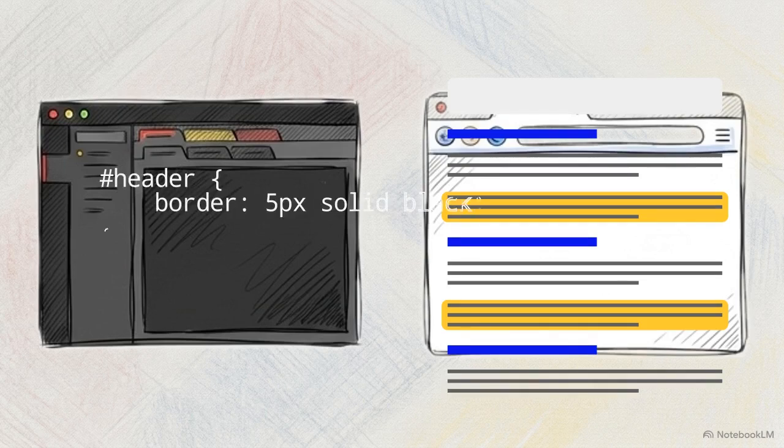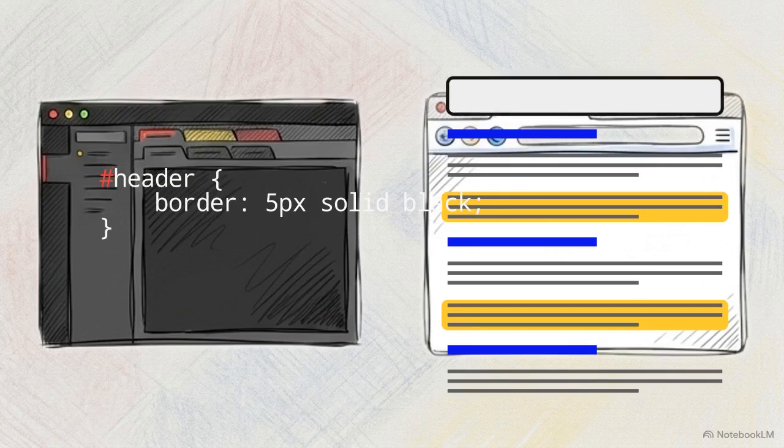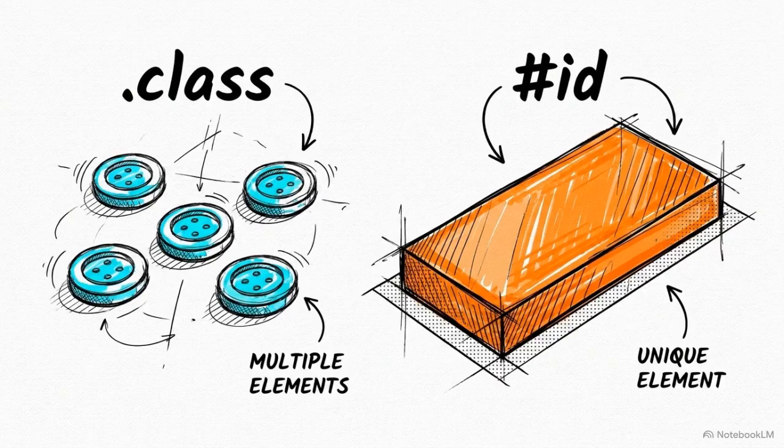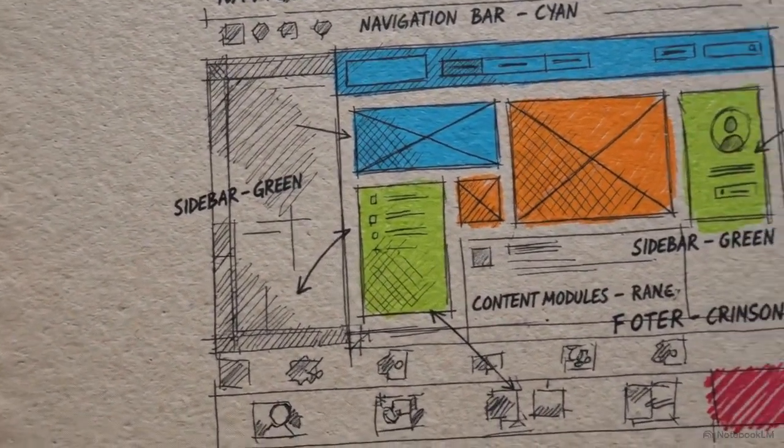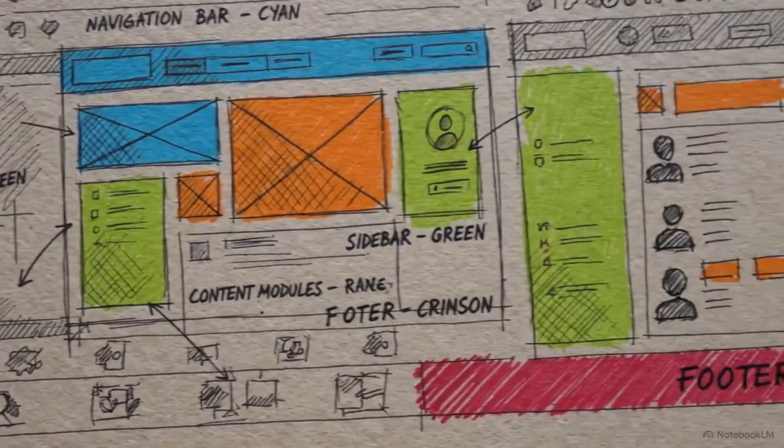The ID attribute is even more specific. Identified by a hash symbol, it is reserved for elements that appear only once on a page, such as a main header or a unique navigation bar. If a component appears multiple times, use a class. If it is a singular structural piece, use an ID. This selection system gives you surgical control over how specific parts of a complex web application are styled.